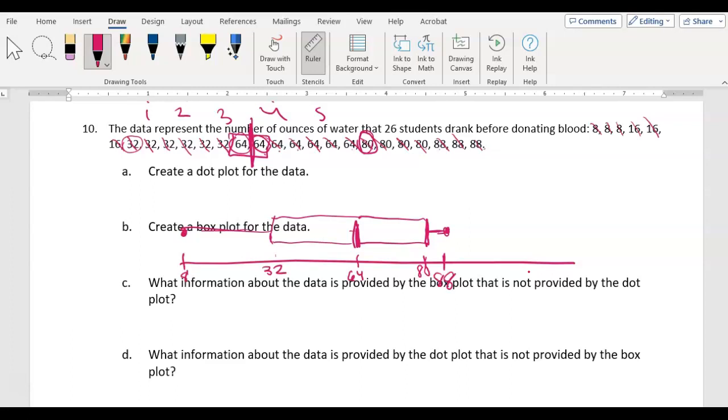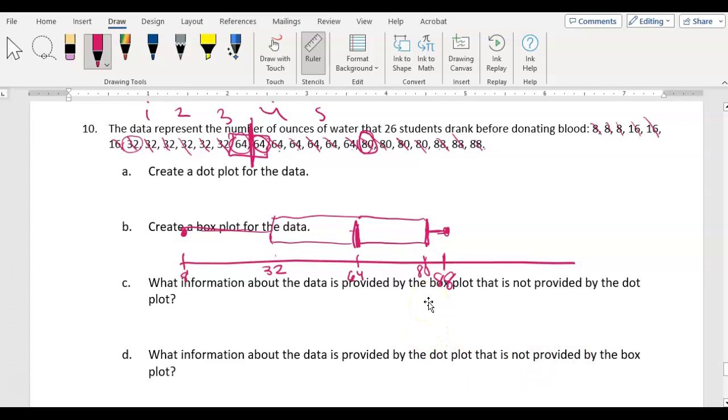Now, you would probably want to create a scale that's a little bit more even than what I did. I didn't do the best job of making that a nice even scale. But you want to show that more of our data is on the higher end, right? More people drank 64 ounces or more. And so then there's this data here spread out from 8 to 32 quite widely.